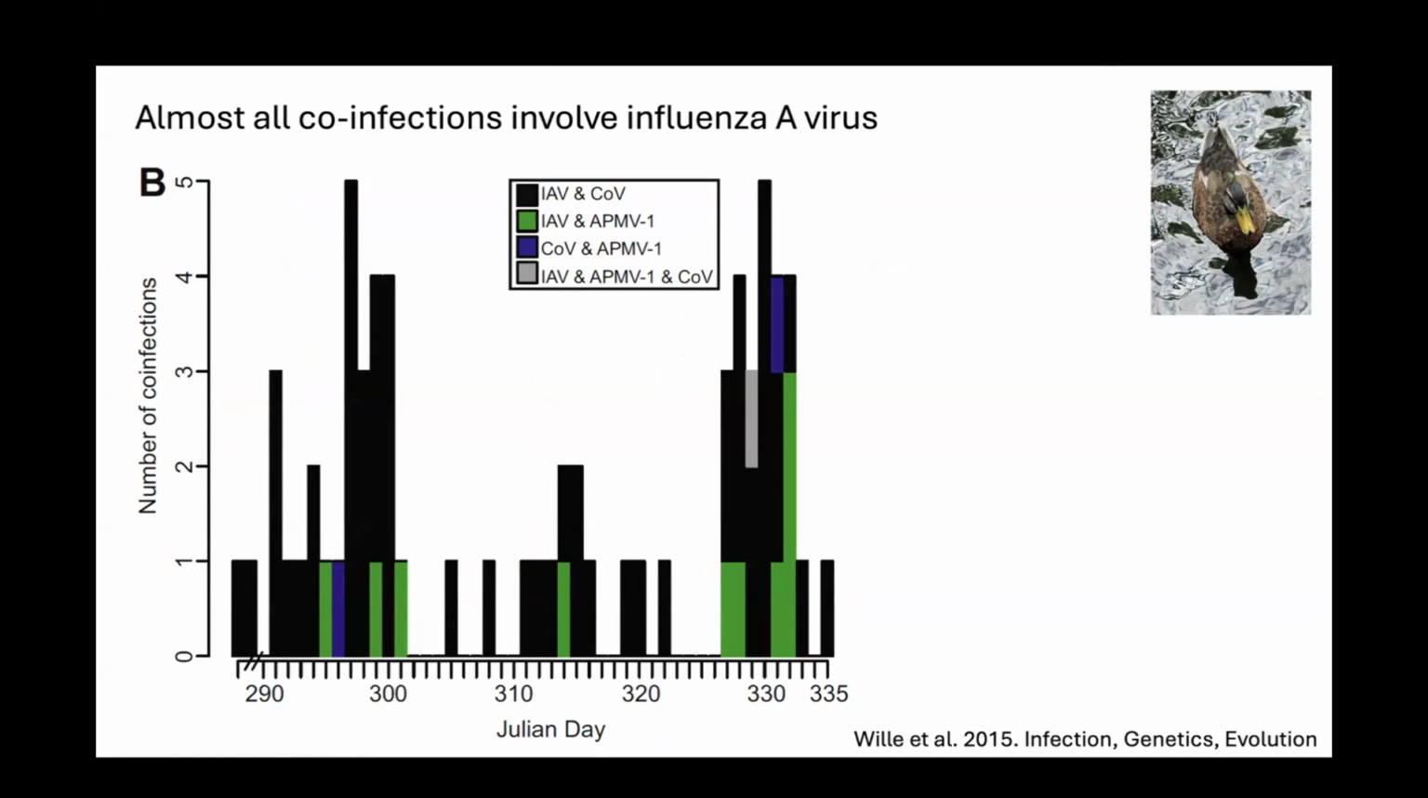Those are all the co-infections that involve influenza. And there's only like two blue ones here that don't involve influenza. So what is going on here? We really thought about this. Influenza must be quite important in the system.